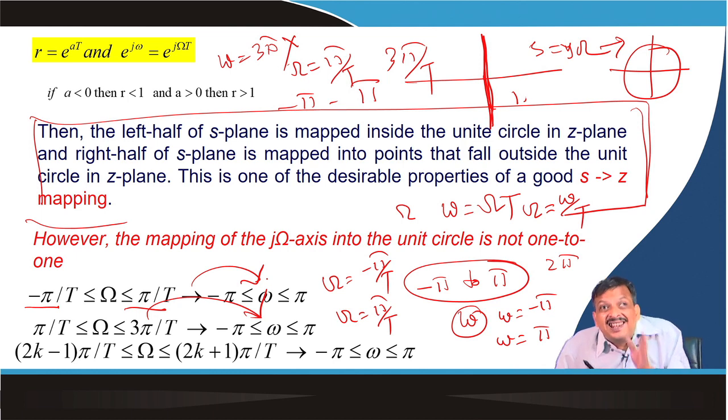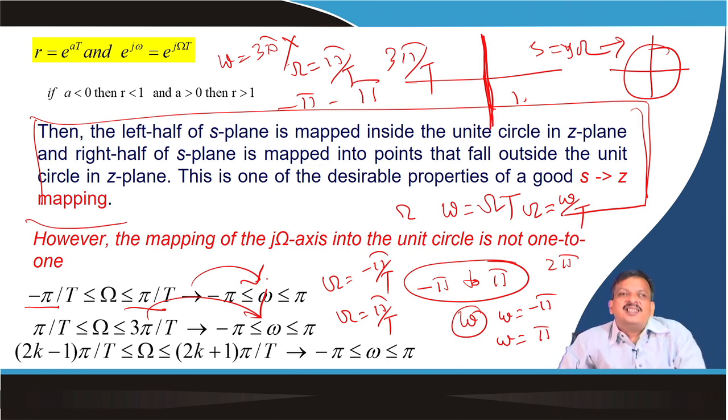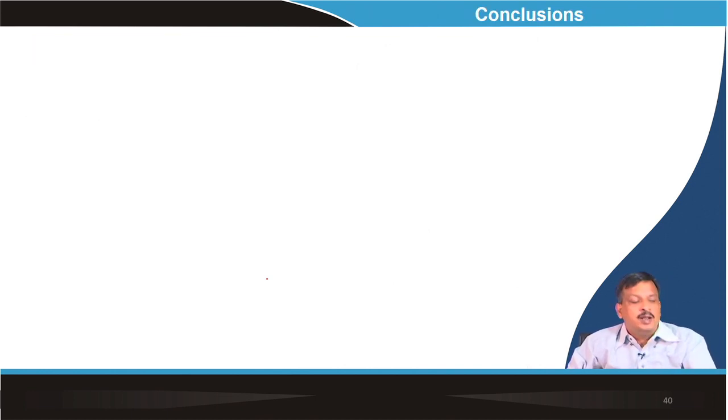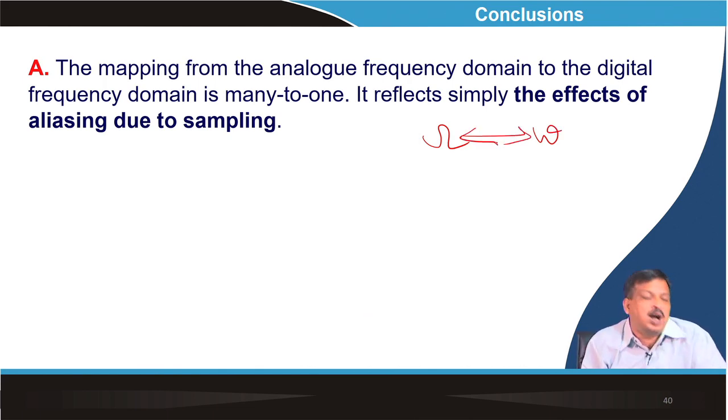This is called aliasing, because all are compressed. So, they are overlapping in nature. Due to this, aliasing is happening. Okay? So, in conclusion, we can say the mapping from analog frequency domain to digital frequency domain is many to one. It simply reflects the effect of aliasing, because analog frequency is capital omega and discrete frequency is small omega. This mapping is many to one.